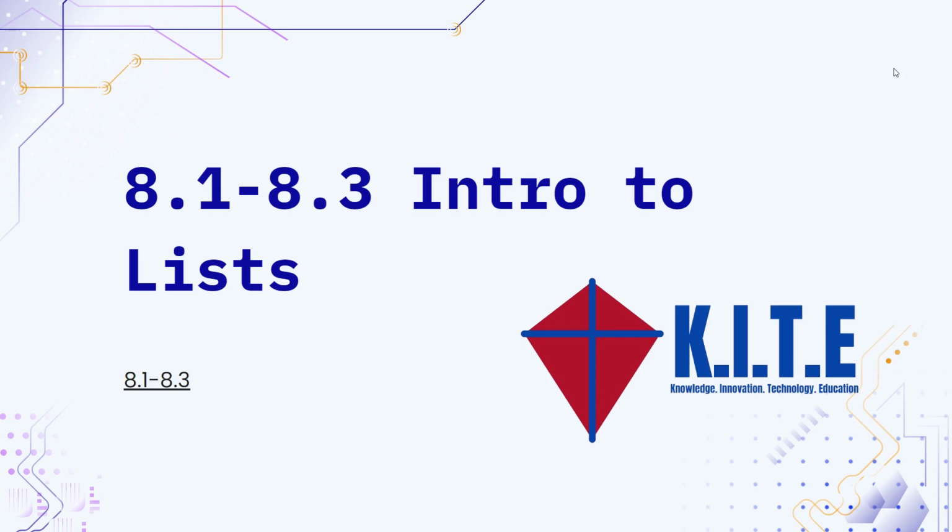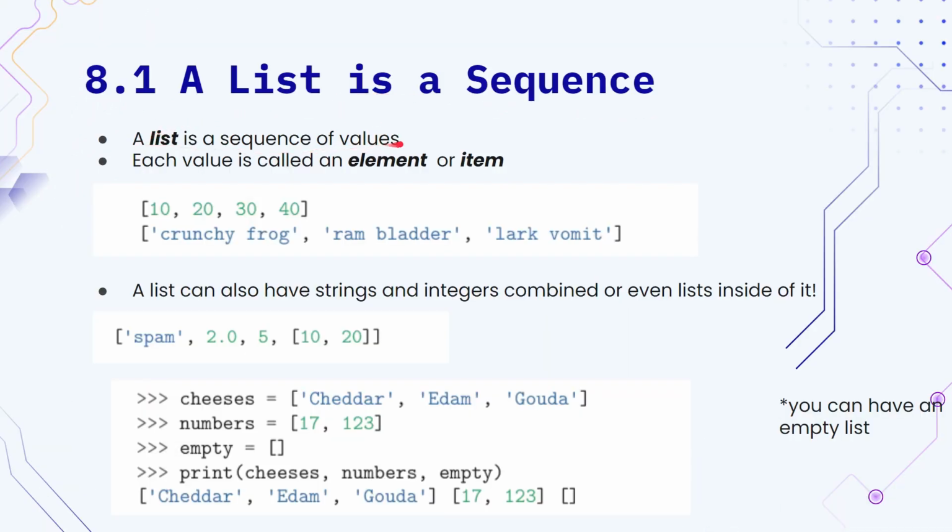Today, let's go over an important Python object, lists. So lists in Python are actually pretty intuitive. All it is just a sequence of values, and each value is called an element or item. In this example, we have a list with 4 items, and it's just numbers going from 1 to 40. And in this list, all we have are 3 elements, which are all strings. And a list can also have strings, integers, and even lists inside of it. So lists are not limited to just one data type.